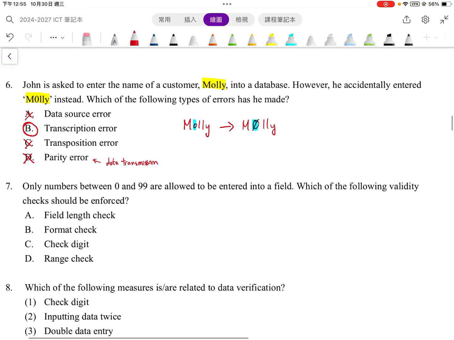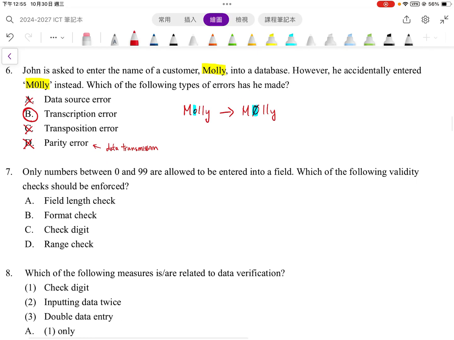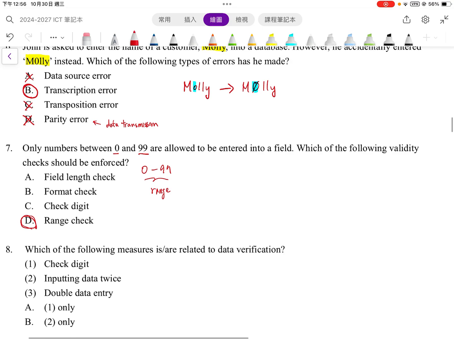And then for question 7, only numbers between 0 and 99 are allowed to enter into a field. Which of the following validity checks should be enforced? So here we are talking about the range, because 0 to 99, we call it a range. If you want to have the correct data, you set up a range to check it. So it is called a range check.